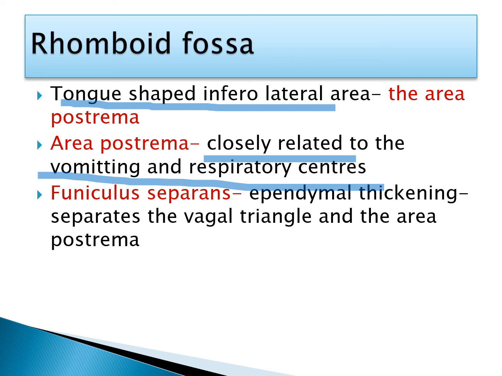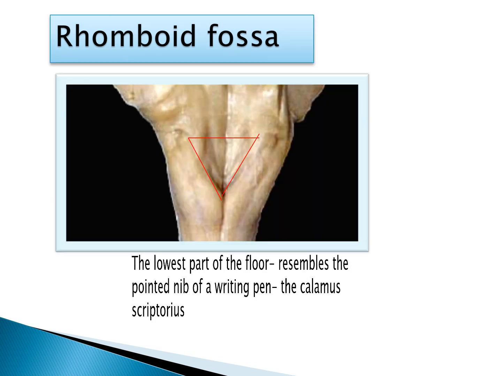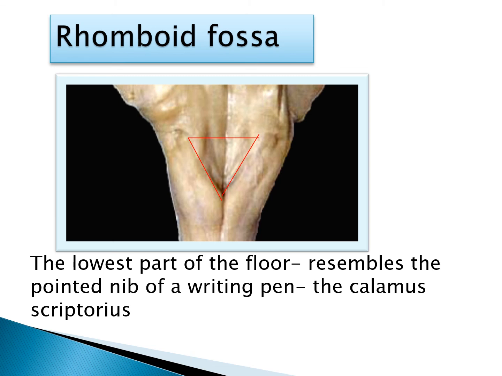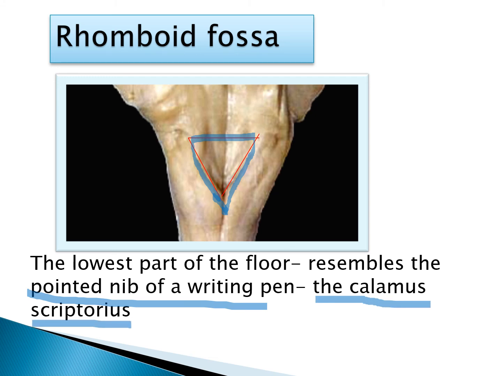Then in this place funicular separations, there is an ependymal thickening that is separating the vagal triangle and the area postrema. If you see the lowest most part of the floor like this, it resembles the pointed nib of a writing pen. So that prompted some authors to name it very interestingly as Calamus scriptorius. Do you agree? It is looking like a pointed nib of a writing pen.